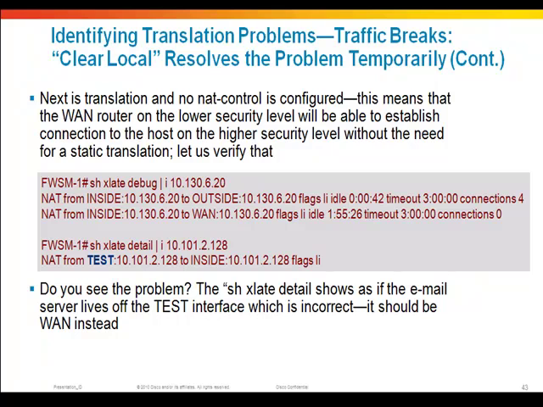It says NAT from test, whereas in our picture that we saw in the previous slide, the email server clearly hangs off of the WAN interface. Now this output shows it lives off of the test interface. Obviously, that's the problem.